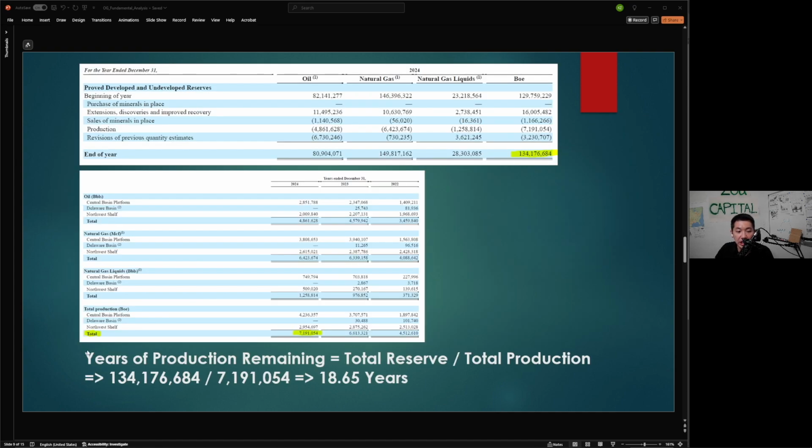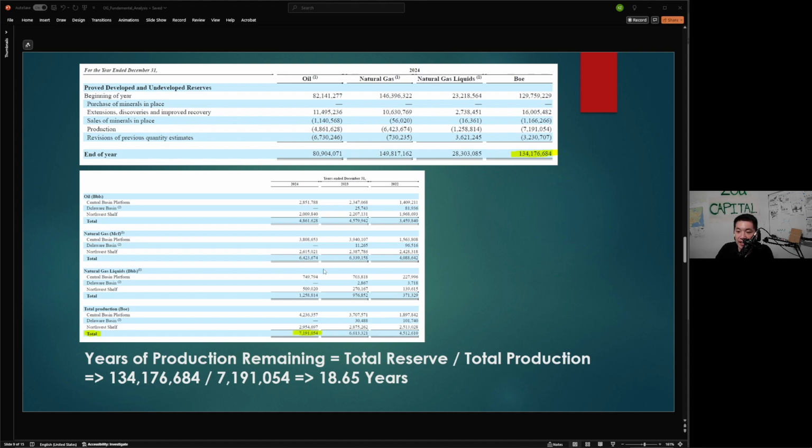Now, let's talk about a useful metric called years of production remaining. This number tells us how many years a company can keep producing oil and gas based on its current reserves and its most recent annual production. It's extremely important because it gives us a clue about what the company might focus on next. For example, if they only have a few years of reserves left, they will probably need to spend more money finding or buying new reserves. But if they have a lot of reserves, more than the industry average, they might focus more on growing production instead. To calculate this, just divide the total proved reserves by the company's total annual production.